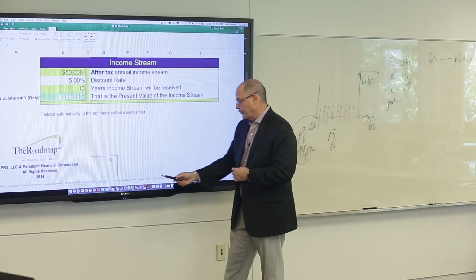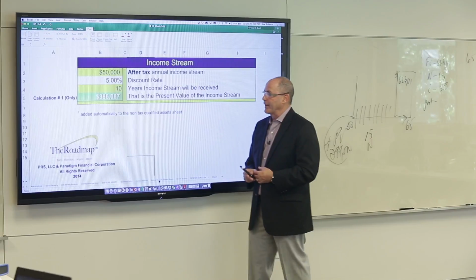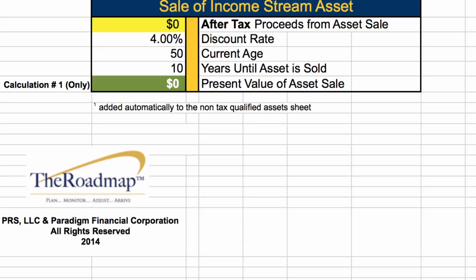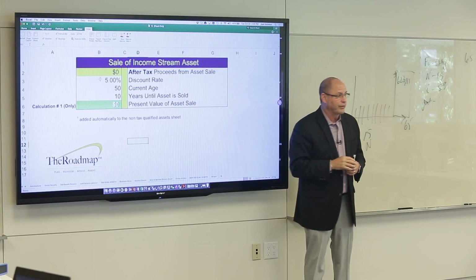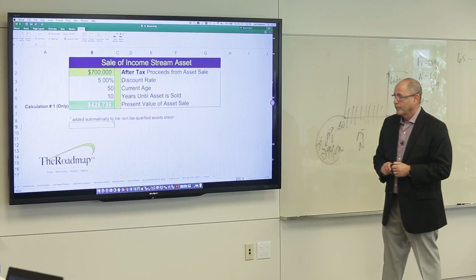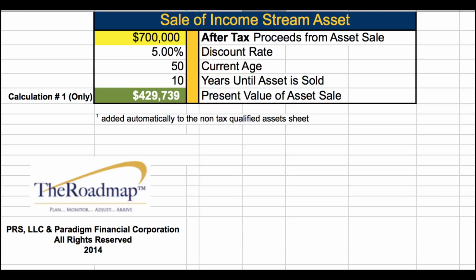Now, Felicia, go to sale of income stream asset. Now, notice how it automatically went to 10 years until sold. So if I was only going to have the income stream for 10 years, it infers I'm going to sell it in 10 years. I believe I can sell it for $700,000 after tax. So the present value of the future sale is $429,000. You would add it as another asset.